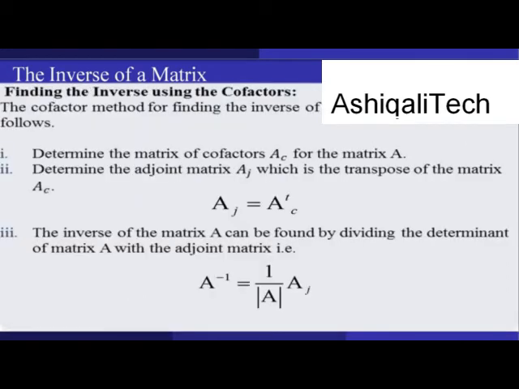Finding the inverse using the cofactors. Dear students, this is another method to find the inverse. The cofactor method for finding the inverse of the square matrix A is as follows. Number 1, determine the matrix of cofactors AC for the matrix A. Number 2, determine the adjoint matrix AJ, which is the transpose of the matrix AC. Number 3, the inverse of matrix A can be found by dividing the adjoint matrix by the determinant of the matrix A. That is, A inverse is equal to 1 over the determinant of A multiplied by the adjoint of A.